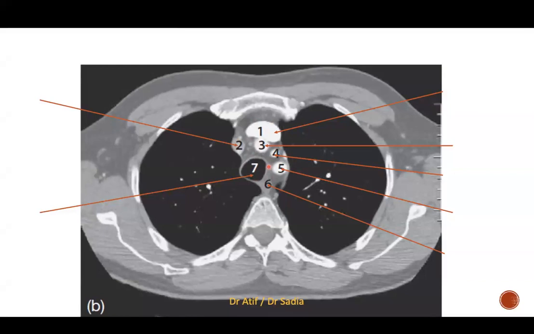I think above. Excellent. Why do you think that? Because the trachea didn't bifurcate yet. Okay, excellent. That's one point. Does anyone have any other point? The subclavian are here, and we can see the common carotid. Yes, excellent.